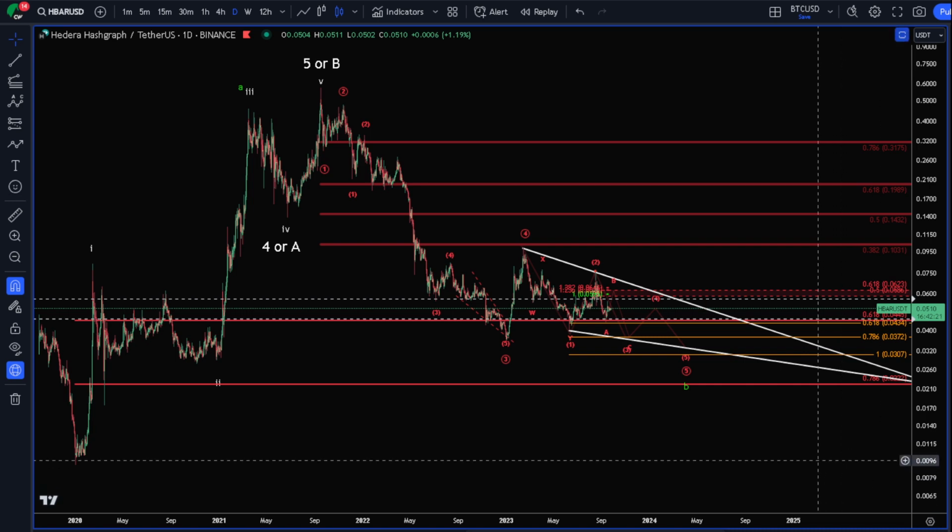Doing an update on HBAR. I'm currently in this trade long and I will show you that setup near the end of the video. Just wanted to go over the various wave counts we have at the moment.